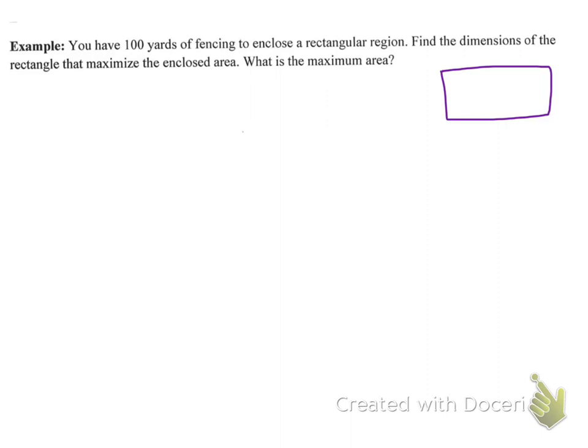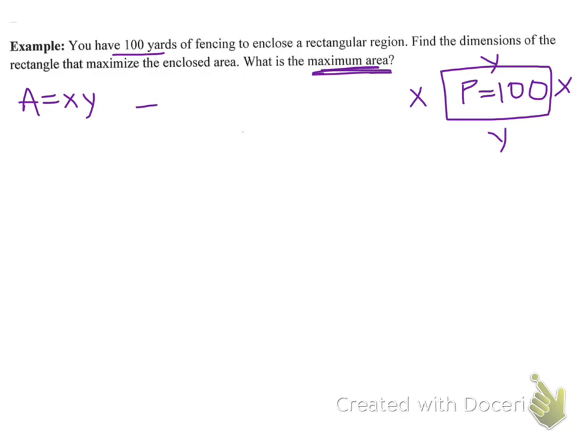Okay, so I don't know the dimensions, so I'm just going to put an x and y. What they do tell us is that we have 100 yards of fencing, so I know that the perimeter is going to be equal to 100. As far as an equation that we can write, step 1 is what are we maximizing? We're maximizing the area, and then write an equation based on the conditions. Perimeter means the distance around, so I know I have 2x plus 2y, and that's equal to 100.